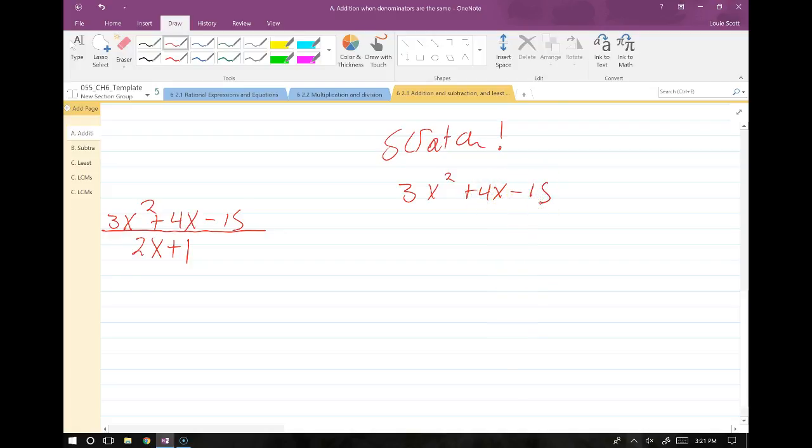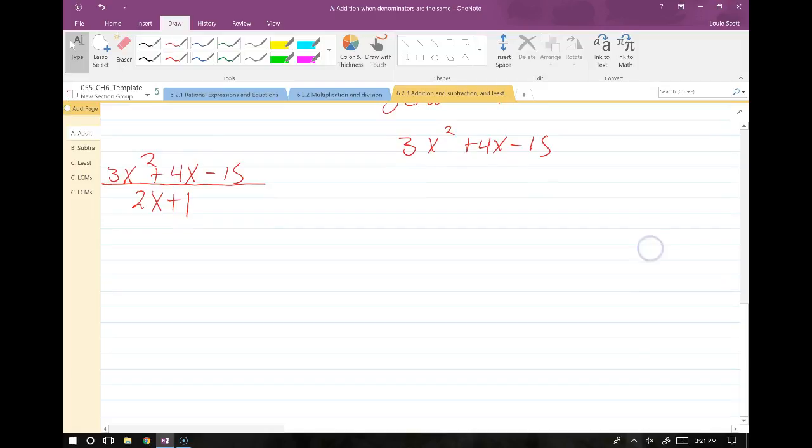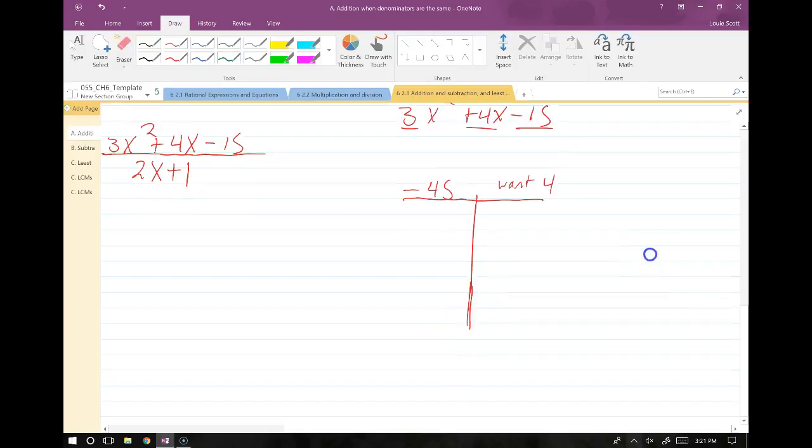All right, so we want to figure out how to factor this guy. I take the first and the last term and multiply them together. That gives me a negative 45. And I notice the middle term is a 4. I don't even know why I make these tables anymore because I never fill them out.